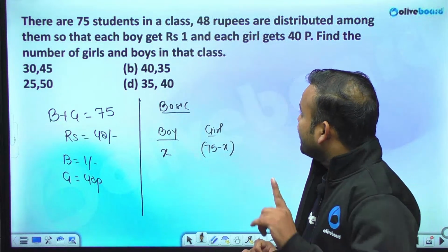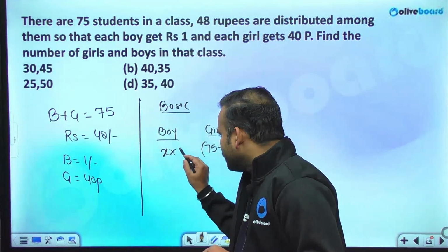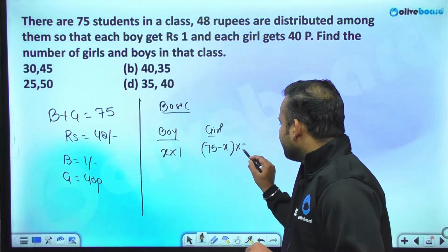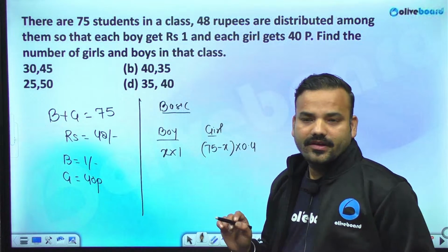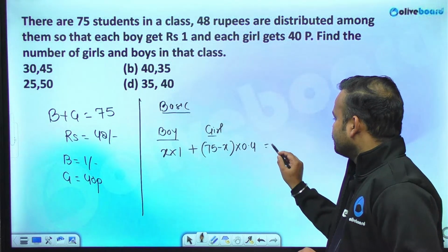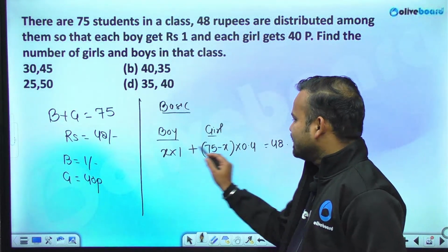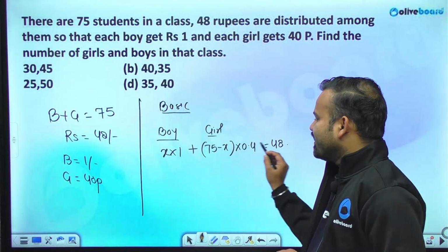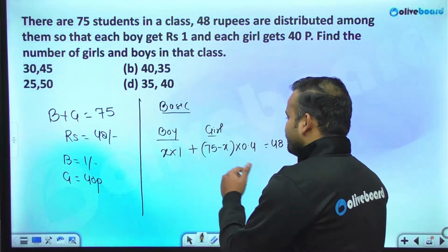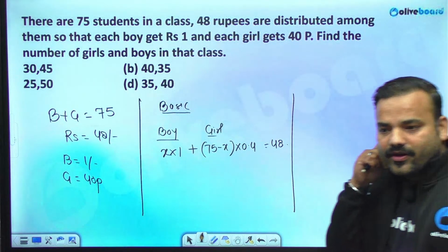Each boy is getting how much? 1 rupee. So each boy is getting 1 rupee, so X into 1. And each girl is getting 40 paisa, that is 0.4. And the total money distributed among them is nothing but 48. So basically this is X plus 0.4 into 75 minus X. From here you will be getting the value of X, and hence the number of boys and girls will be evaluated. Clear? Are you getting this?